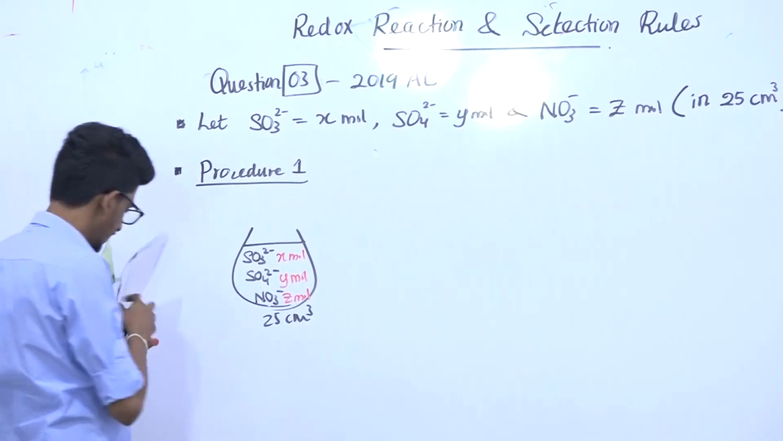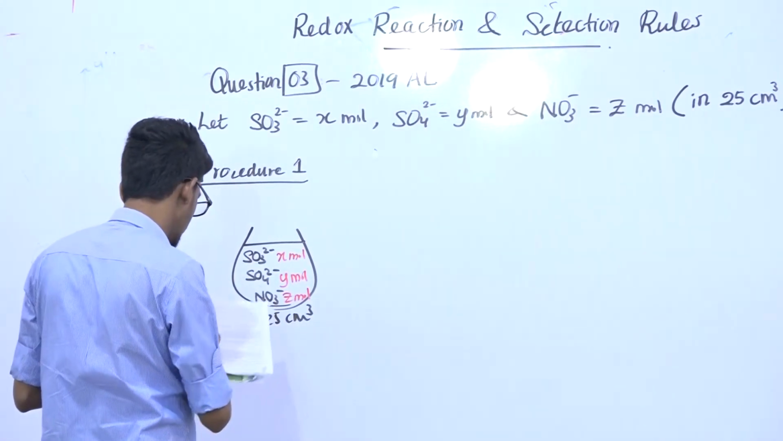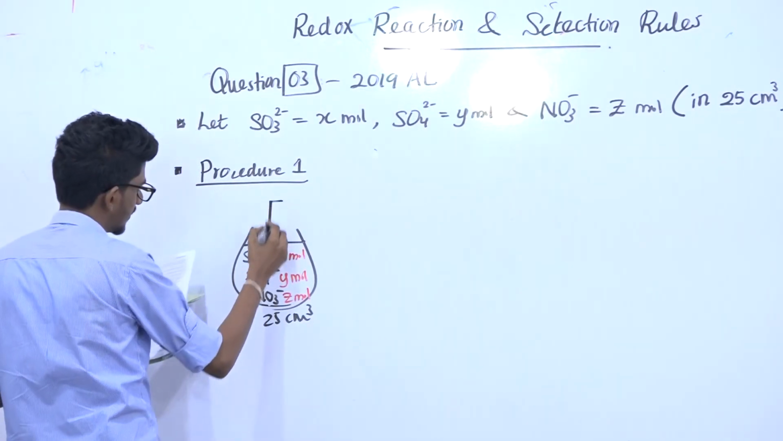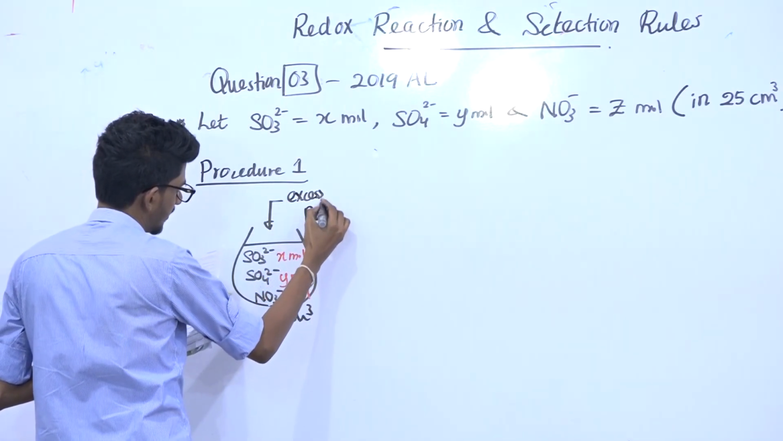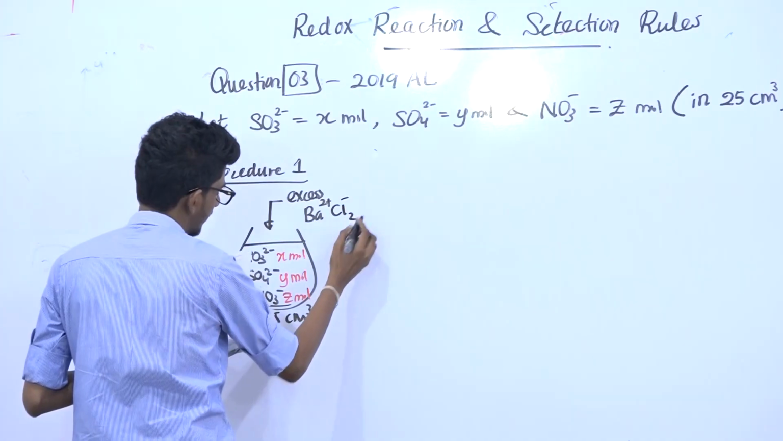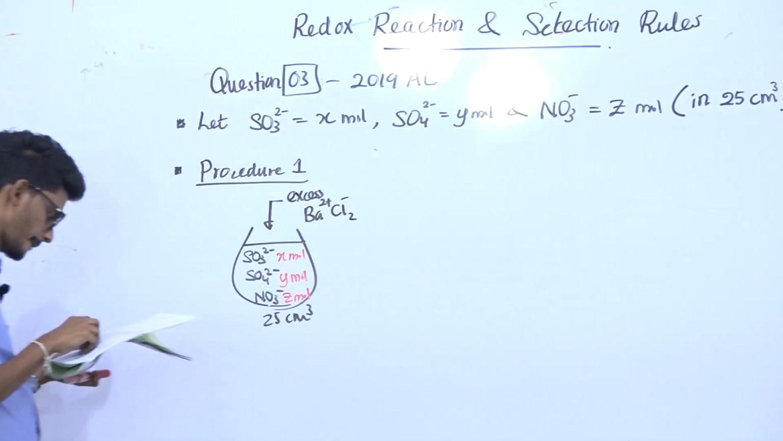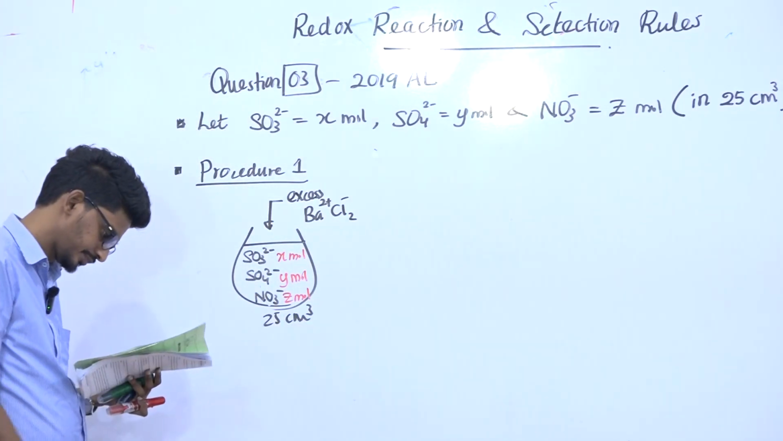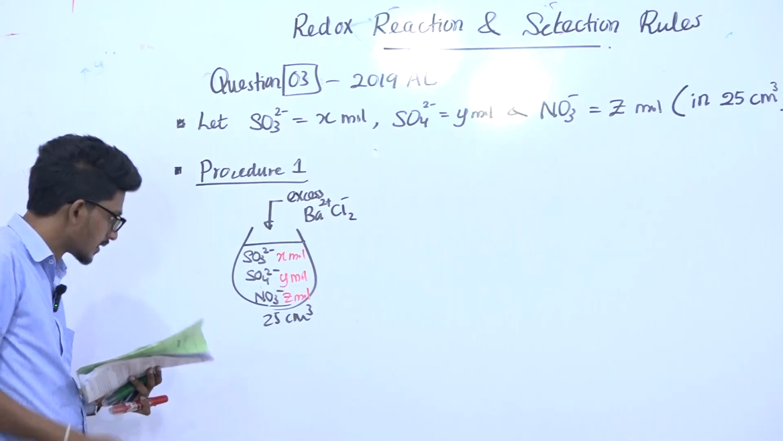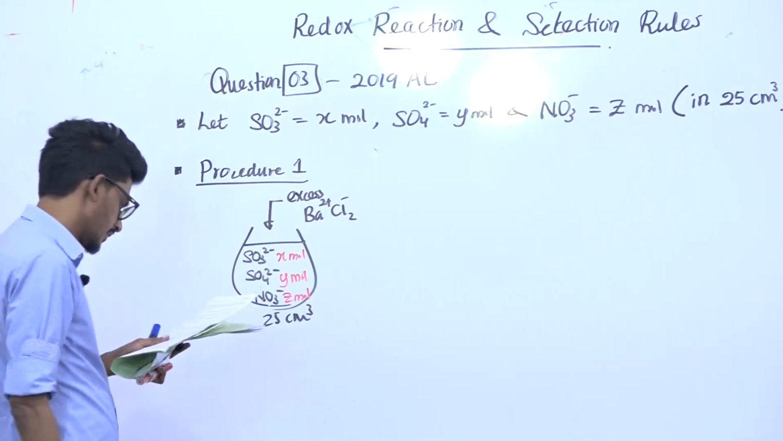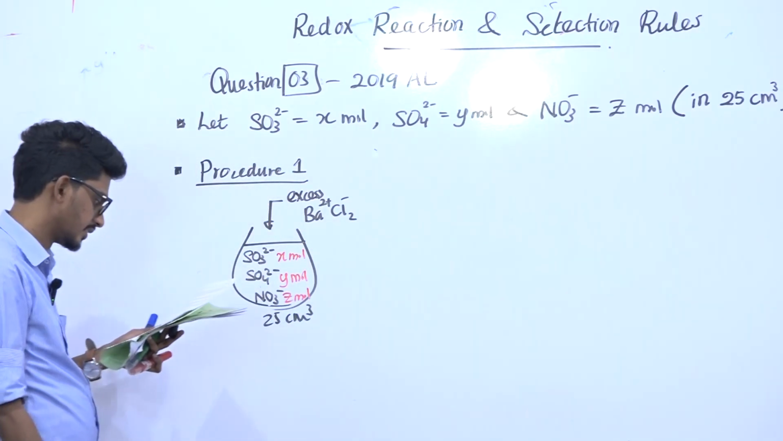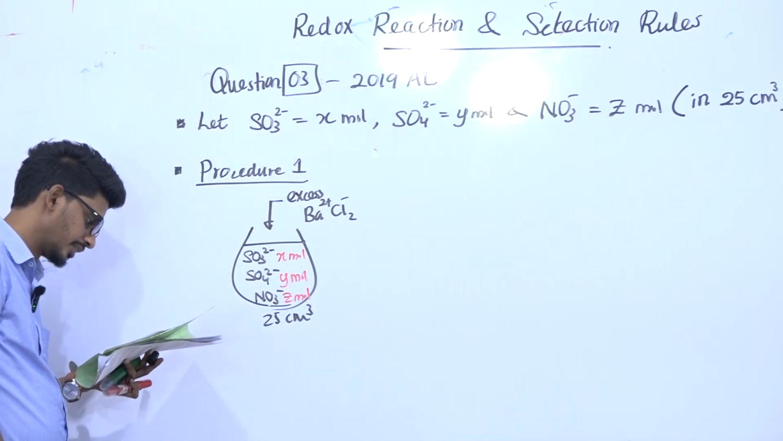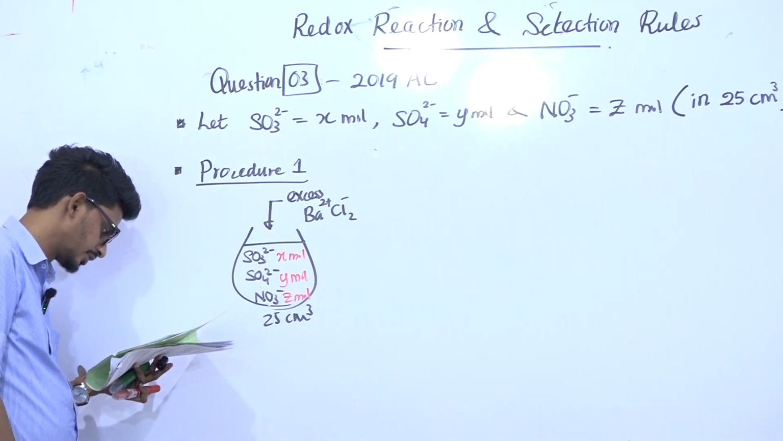Excess of dilute barium chloride was added, no? Ba2+ and Cl minus. Right. Thereafter, excess dilute HCl was added with stirring to the precipitate formed until there was no further evolution of gas with pungent odor.